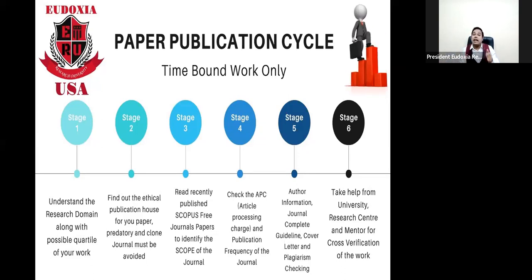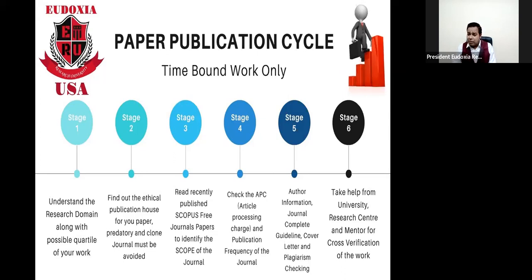If your paper is carrying more and more work in the Q3 category and you are submitting into Q1, then there will be no result. So you have to be careful in this space. Find out the ethical publication house. That is very important. Don't go with the predatory. Don't go with the clone journal. Must be avoided. There are a number of journals which are really clone journals. These are predatory journals. Don't submit to them. Please make a cross verification before submission of your paper.